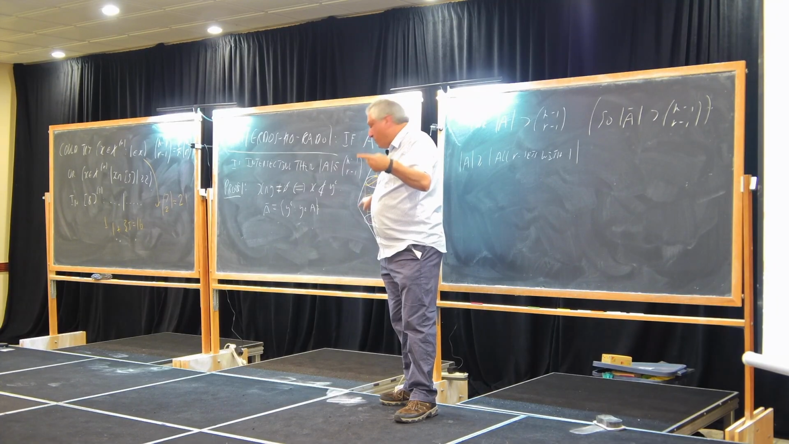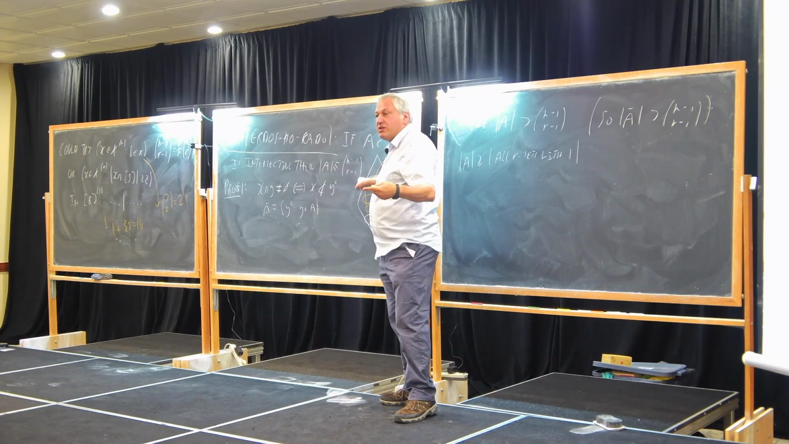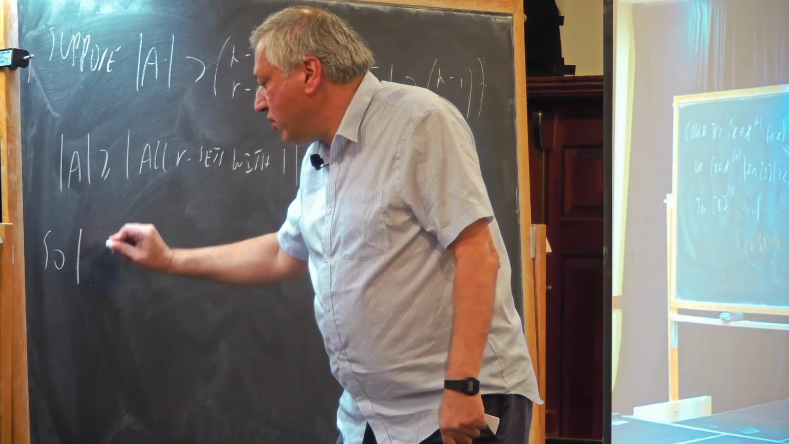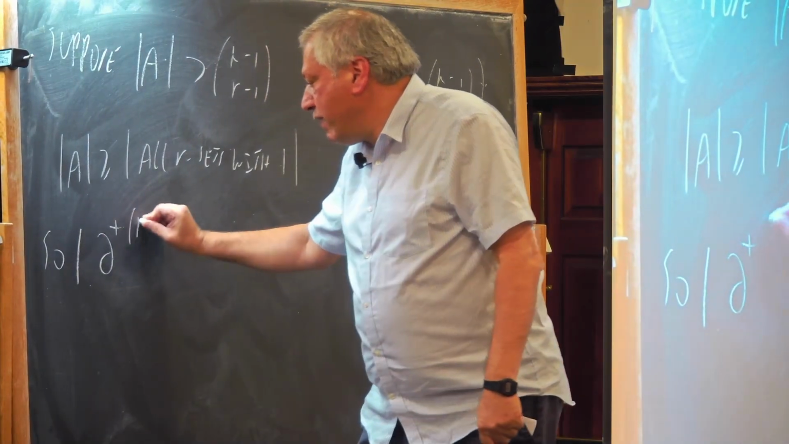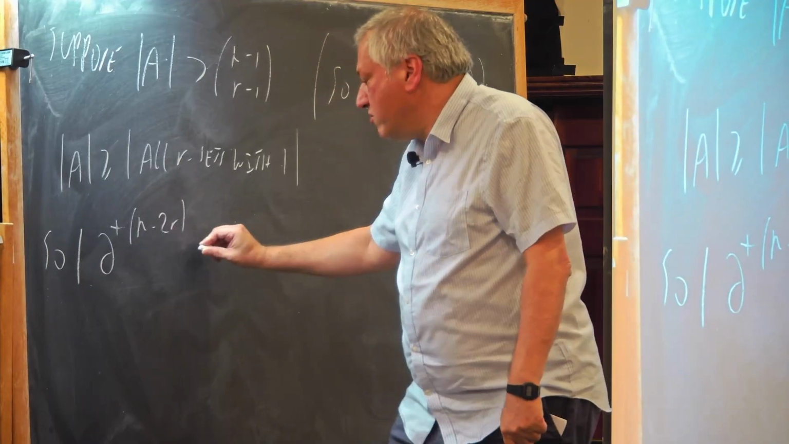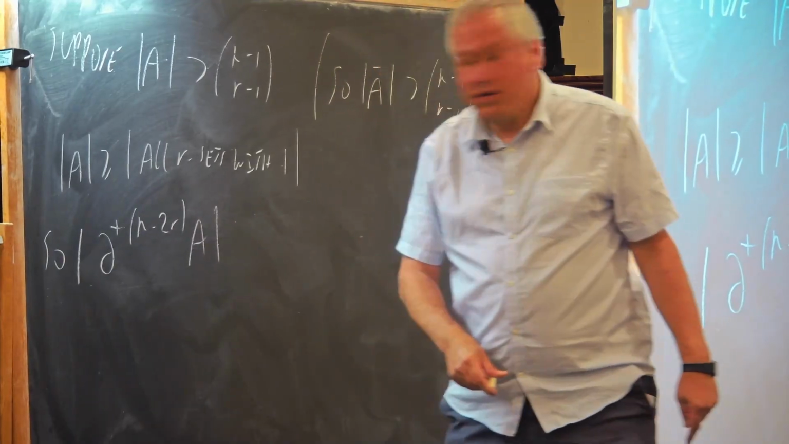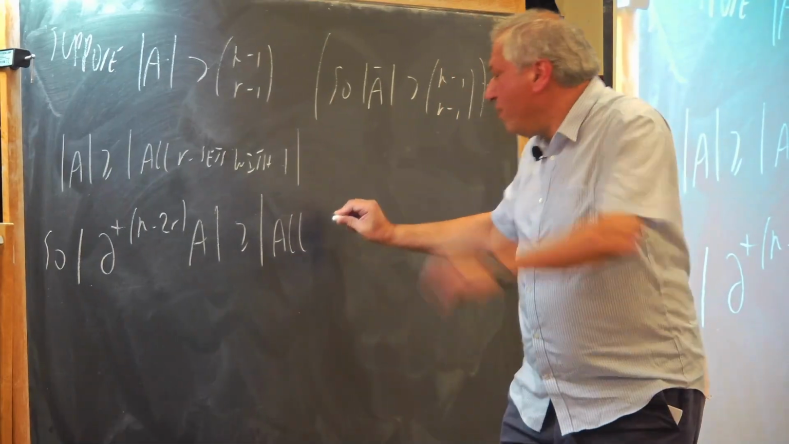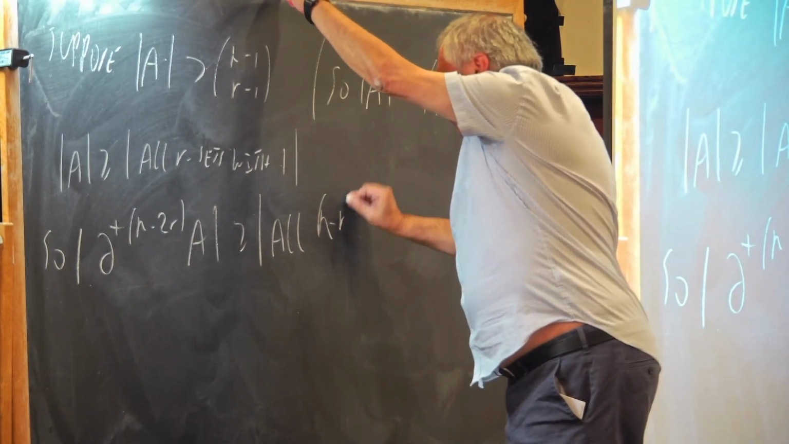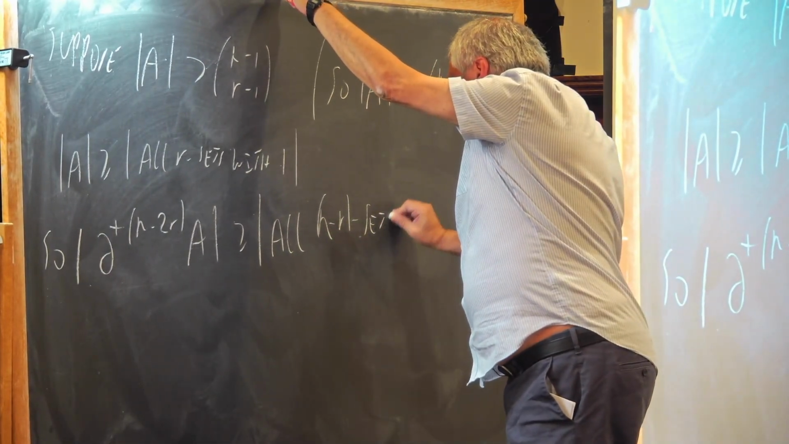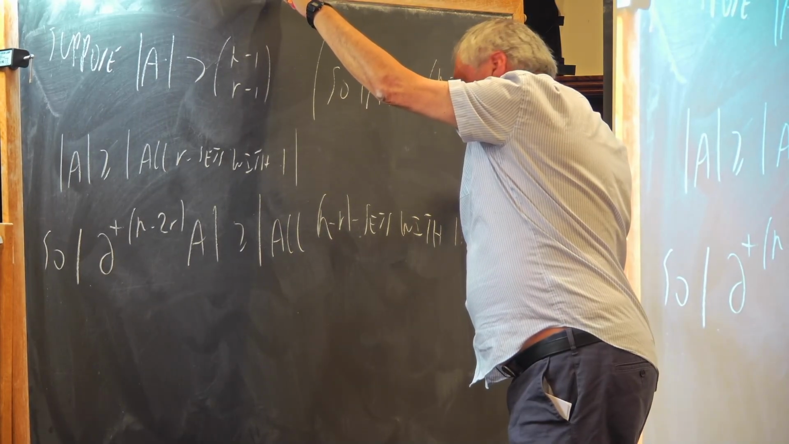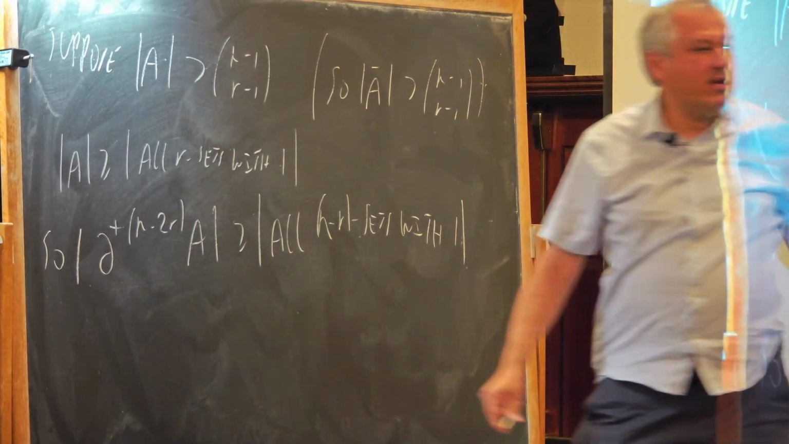I'll show you again. So I keep applying KK upwards. I deduce the following. The size of the upper shadow iterated n minus 2r times of A is at least the size of all the n minus r sets with a 1. That make sense?